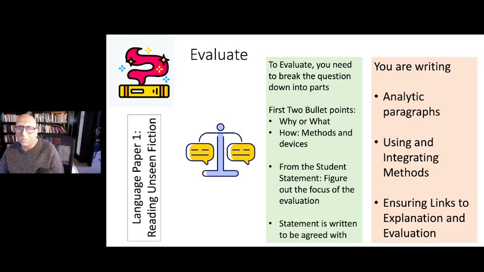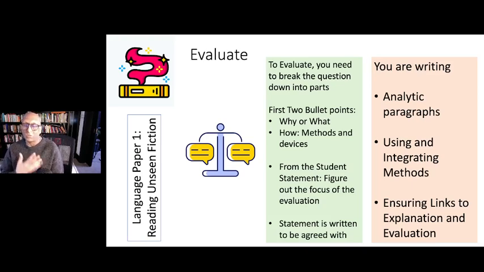To use the first 2 bullet points is a why or what and a how. So the first bullet point is why or what. The second bullet point is the how, the methods, the devices, which is really crucial for this question. You've figured out what it is to be evaluated, and I encourage you again to think about that as something to be agreed with. When you're writing, you are still analyzing, and you're analyzing language, commenting on devices and effects. But what you're doing to go a little bit further is you're making sure that you link in your explanation to the evaluation. Now, this skill is really crucial.